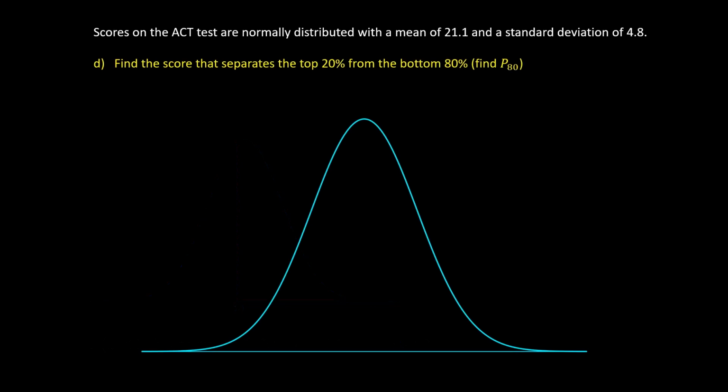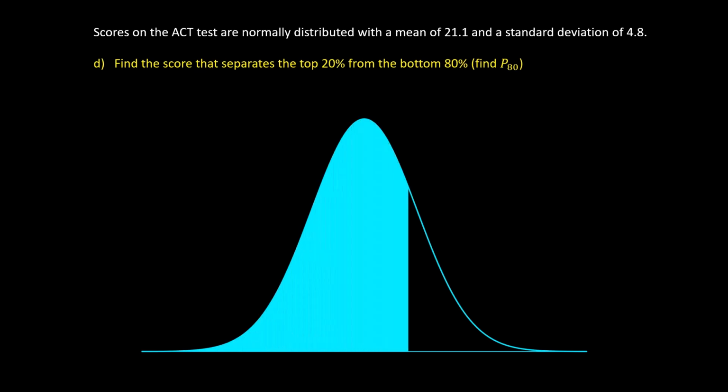For part D, they want us to find the ACT score that separates the top 20% from the bottom 80%. Another way of phrasing this question is by asking, what ACT score represents the 80th percentile? Now, this is different from parts A, B, and C, so let's take a look at it. As usual, we'll draw a normal curve and we'll shade an area of approximately 80%, so we'll just eyeball it. As I mentioned before, now we're doing the reverse process. So, given an area, we want to find an ACT score.